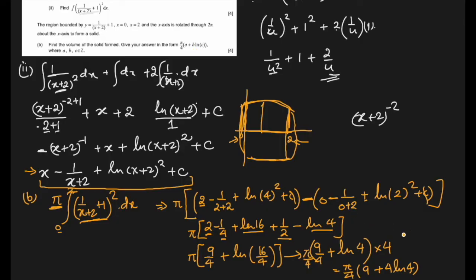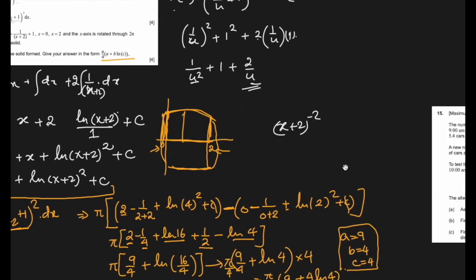Alright, so that's what we got. Now everything is matching here. So our A is 9, B is 4, and C is also 4. This is the solution they wanted.